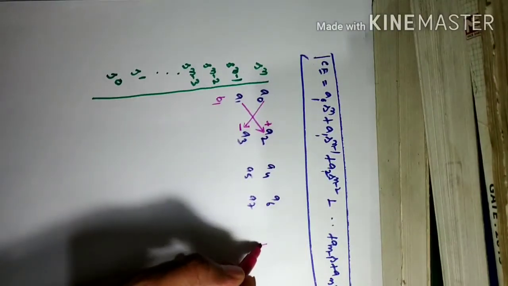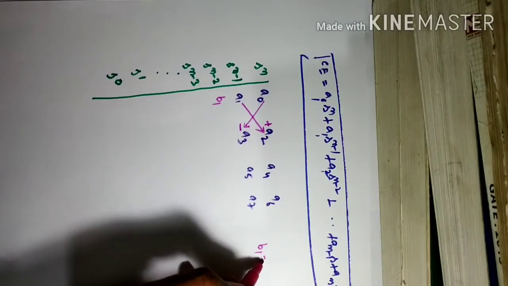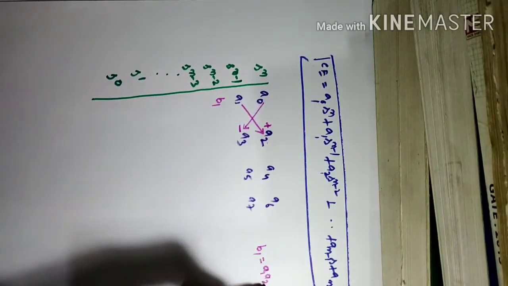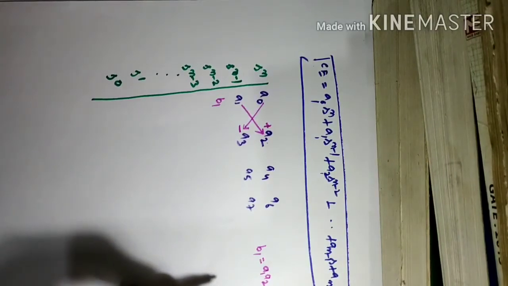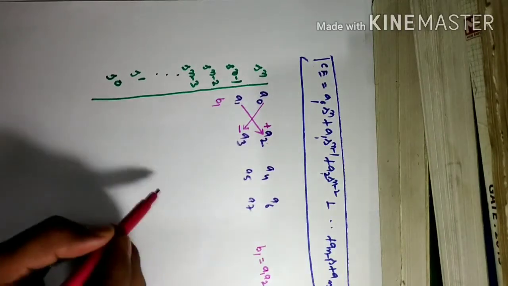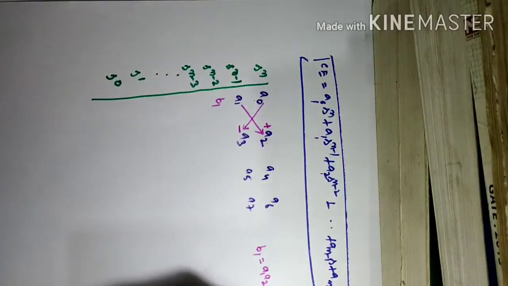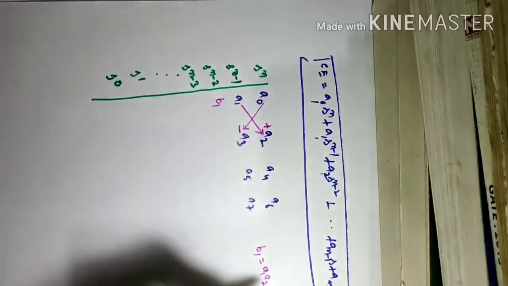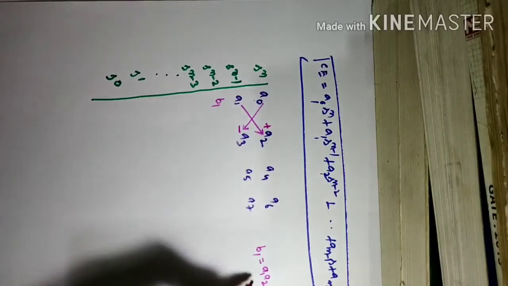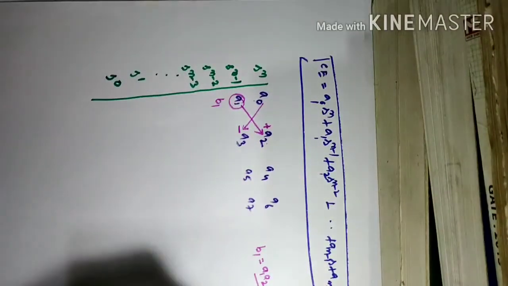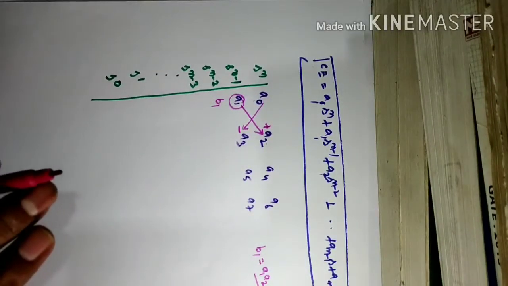So here B1 is equal to A1 into A2, minus A0 into A3, and you divide by this term, that is A1. So you get the B1, right?